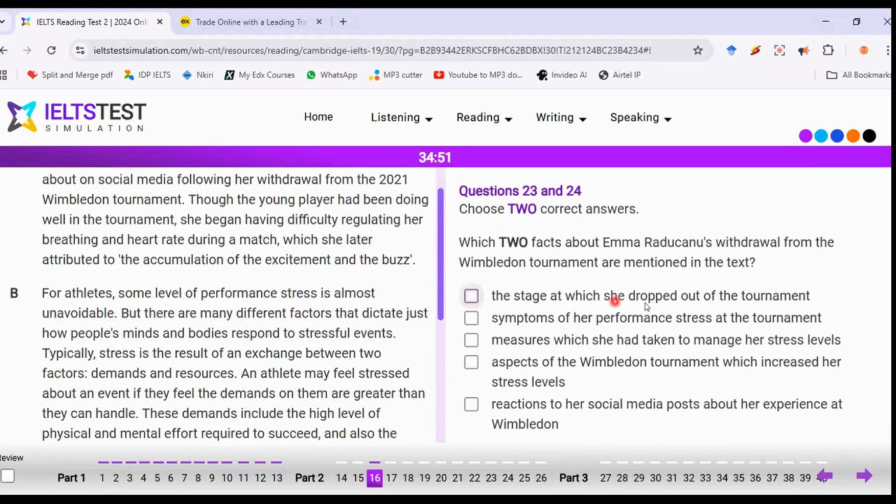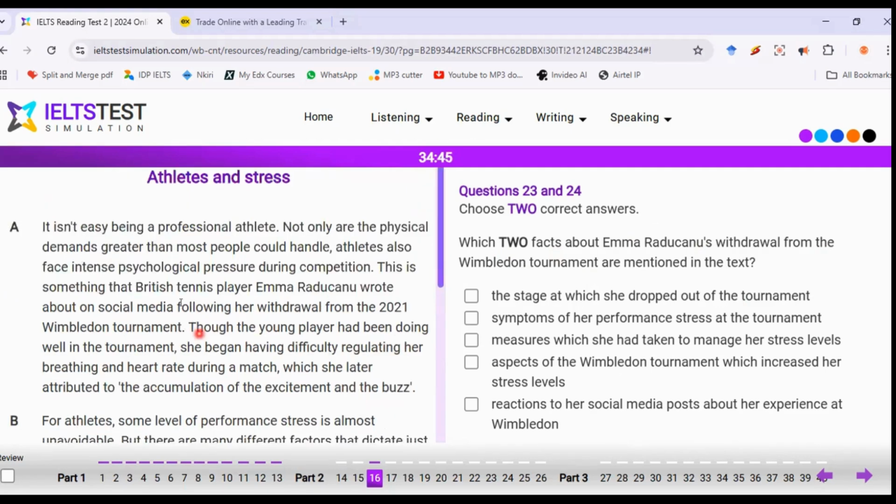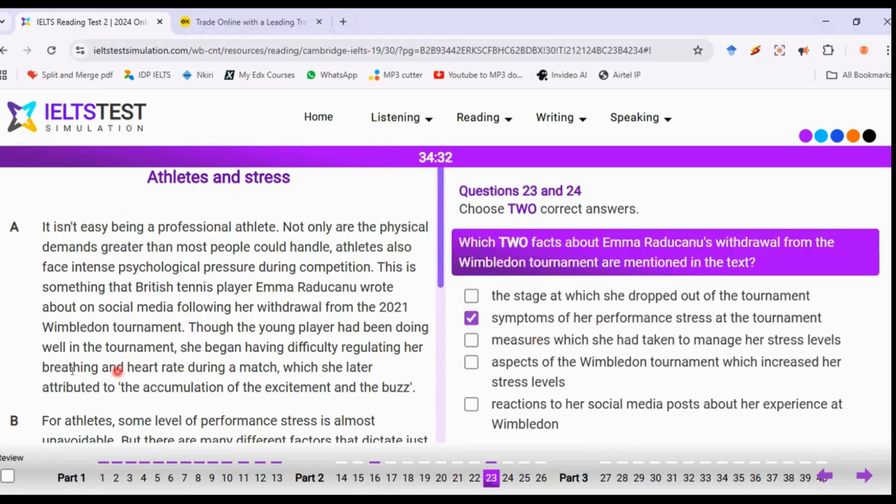The stage at which she dropped out of the tournament. They didn't tell us the stage. Look at it again. At which stage did she drop out? Following her withdrawal. They didn't tell us the stage. Symptoms of her performance stress. Yes, they told us the symptom. Breathing and heart rate regulation was problematic. Measures she had taken to manage her stress. They didn't tell us this one.